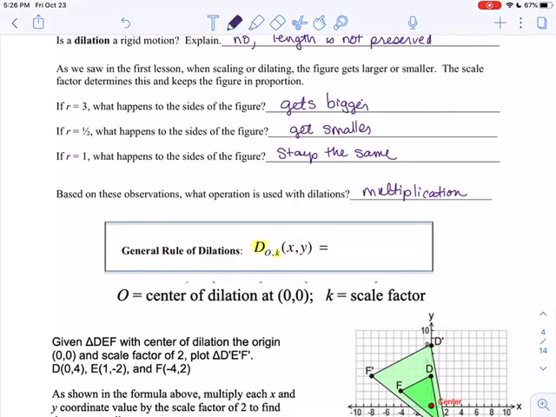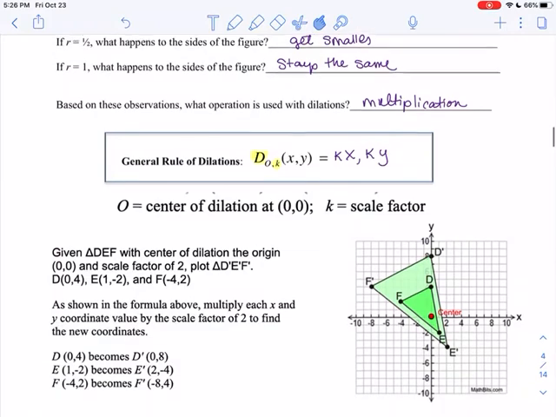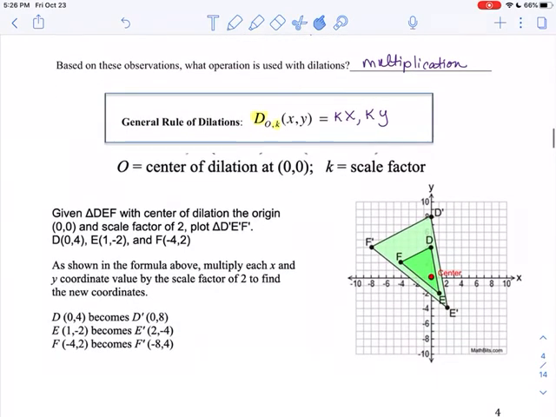How does it look with notation? So we have D. Usually we have an O for origin, and that K is the scale factor. So that's what I multiply. So when I have a scale factor of K, I take K and I multiply it by the X coordinate, and I take K and I multiply it by the Y coordinate, and that is my answer. So O stands for the center of dilation. It's usually the origin, and K is my scale factor.